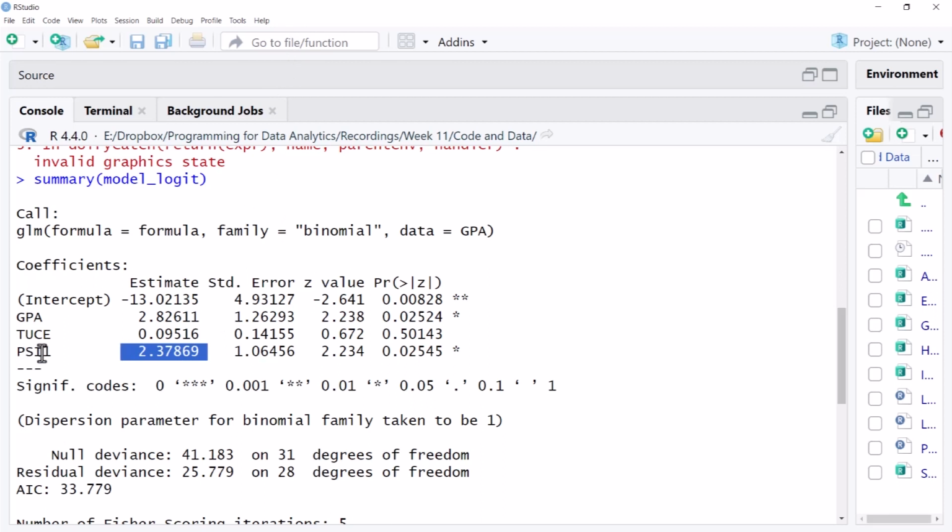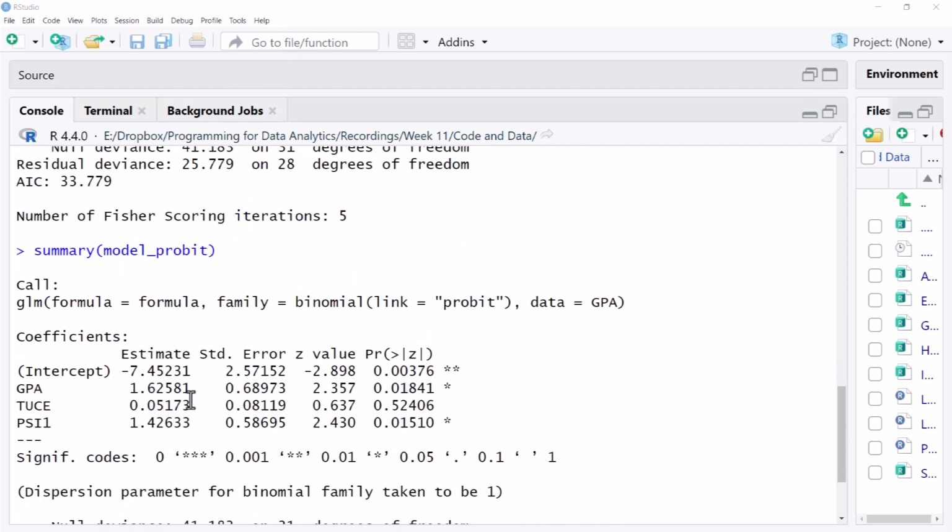Similarly, this is PSI 1. Corresponding to this, if a student was exposed to the new teaching method as compared to a student who was not, then the odds in favor of getting a grade A increase by 2.37%.